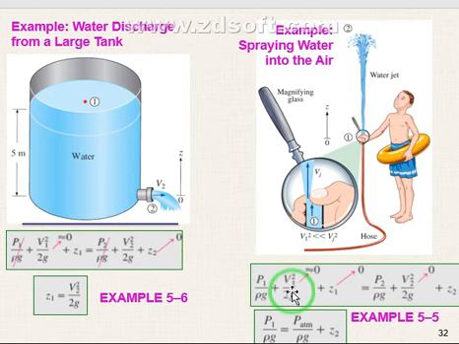So we're going to assume V1 is 0, Z1 is 0. I take my datum here, so I keep P1, I keep P2, which is atmospheric pressure here, and then V2. The water will stop when there is no velocity. Water will keep rising up, rising up, rising up till there is no velocity, then stop. So V2 is going to be 0. So we have this equation, then we can solve this equation.